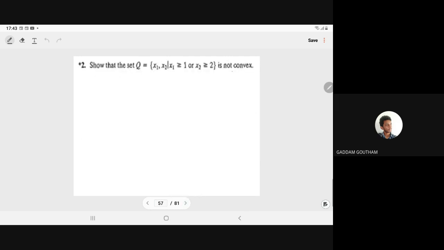Now next question: show that the set Q = {(x1, x2) : x1 ≥ 1 or x2 ≥ 2} is not convex. This is x1; x1 ≥ 1 means this side area, and x2 ≥ 2 means this side area. If you take any 2 points, does the line joining these 2 points completely lie in the shaded region? No. So if it is no, then it is not convex.